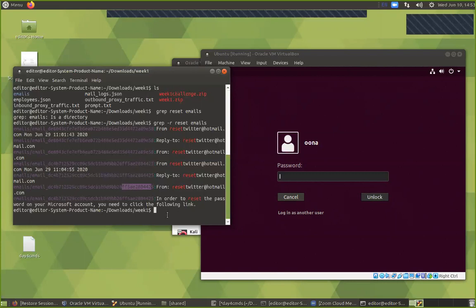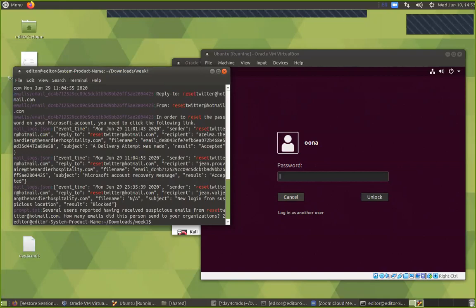But remember what I told you guys? Don't just look in one. How about we grep the whole directory, which is week 1, right? So let's try that. All right, so now all of a sudden, I'm also pulling that JSON file, right? So reset Twitter, that's what I'm looking for.